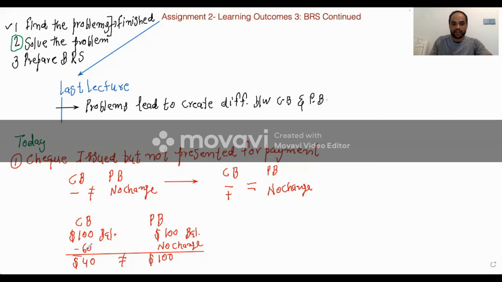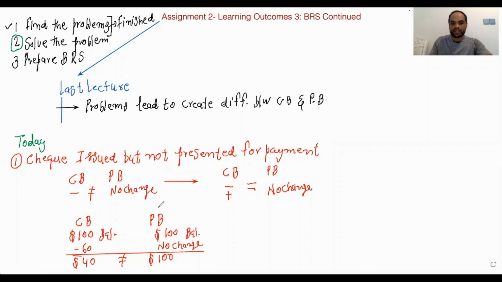Balance is unequal. That's the problem here. All right, so the minus here, you can see, and no change. So 100 will be 100, but 100 becomes 40. So now the balance is unequal. That's the meaning of problem here.